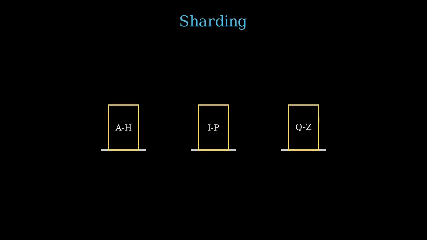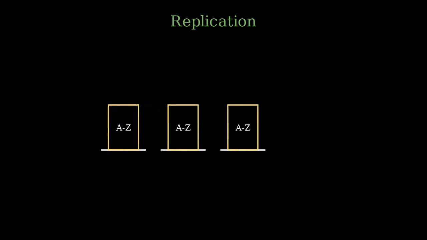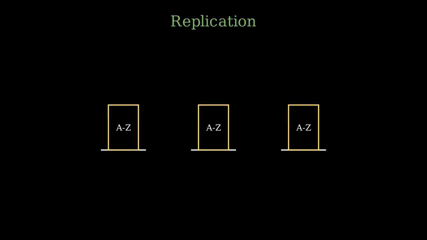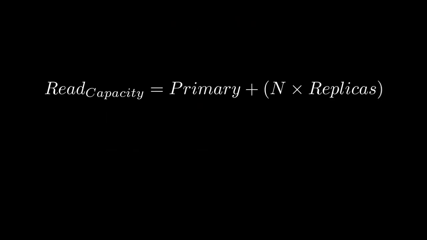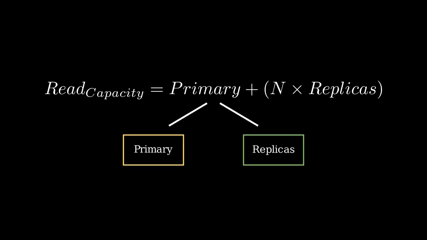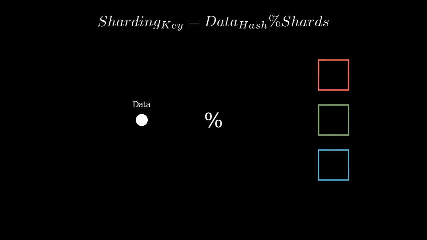Sharding is the process of splitting your data into smaller chunks and spreading them across multiple servers. Now, instead of one giant book, you have several specialized volumes. This makes it much faster for you to serve information. But what if one server fails? You use replication. Replication creates exact copies of your data on different machines, ensuring that if one goes down, you have backups ready. You can calculate your total read capacity by adding your primary source to the number of replicas you maintain. To know exactly where each piece of data belongs, you use a sharding key.